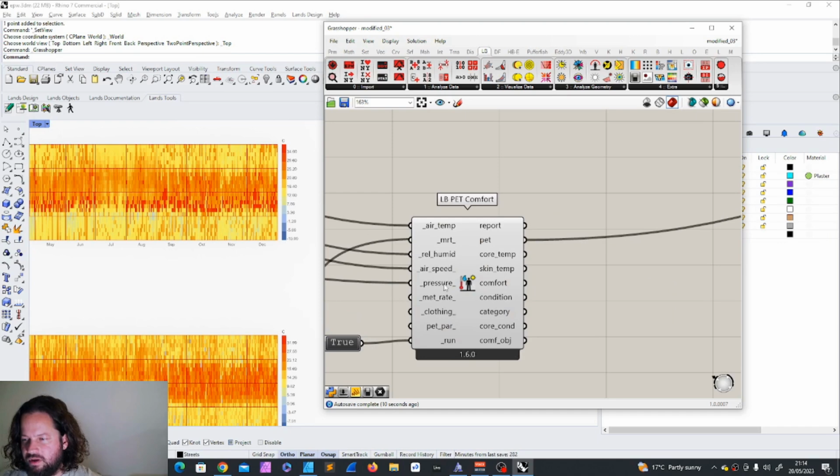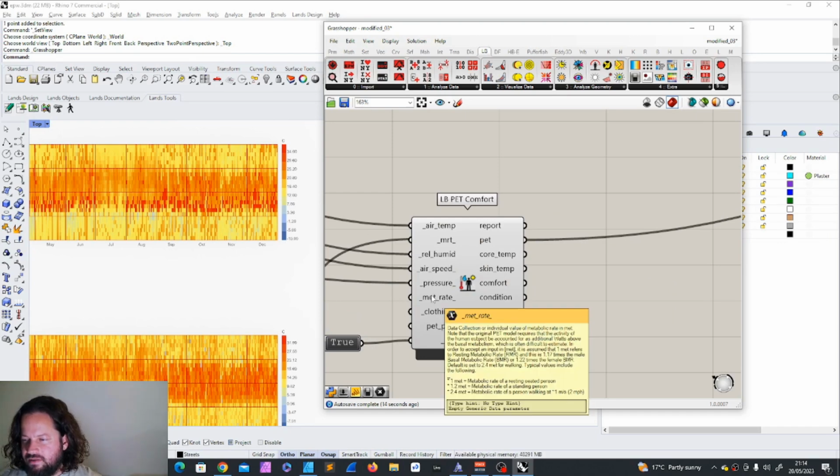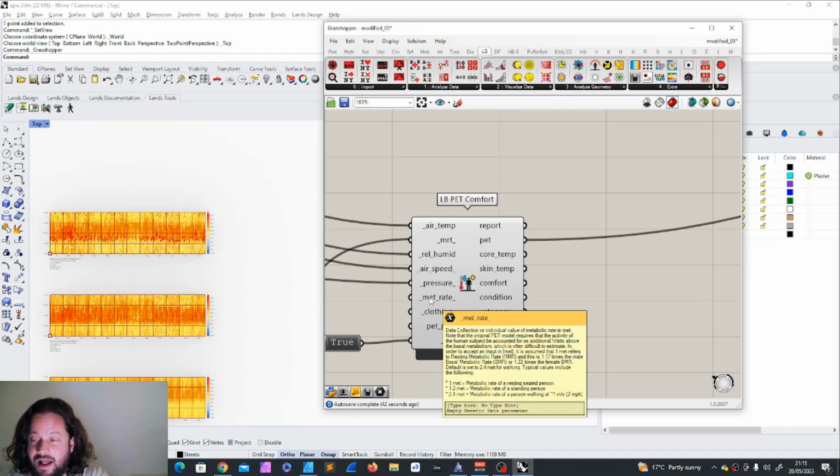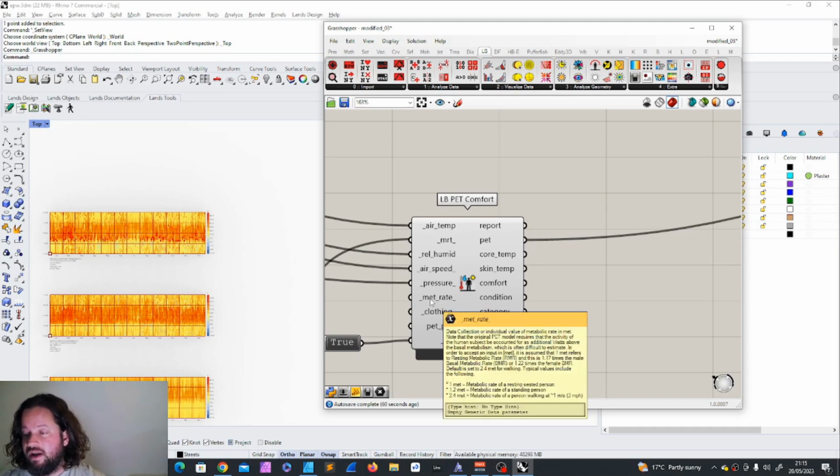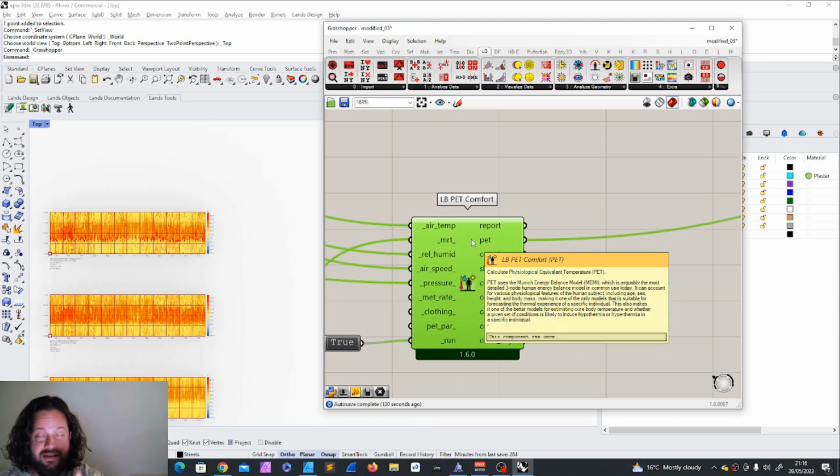What else can we put in here? The MET rate. That's interesting because it can help us to estimate what the individual person will feel, roughly of course, when they're working, sitting, standing. That's quite interesting. So, okay, the MET rate. Let's check what PET does.